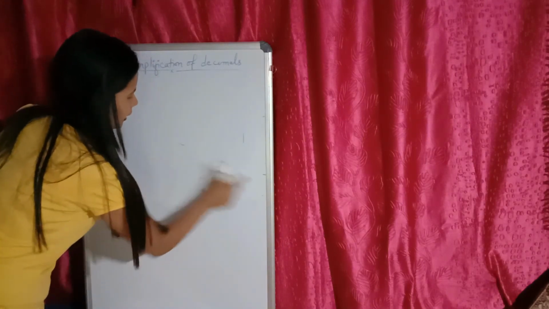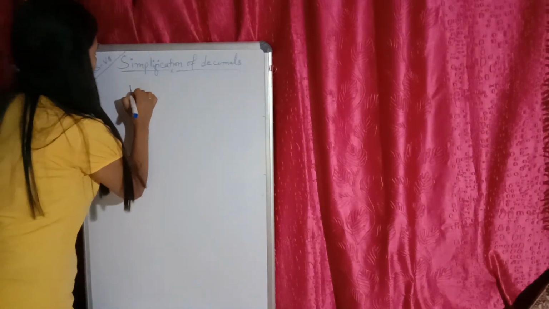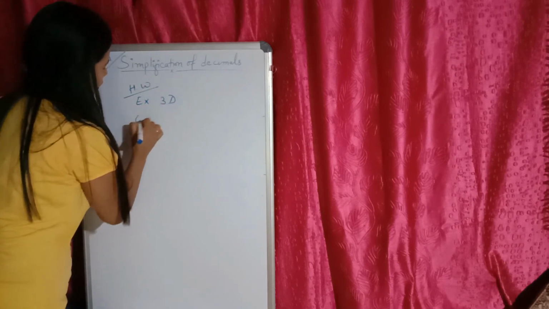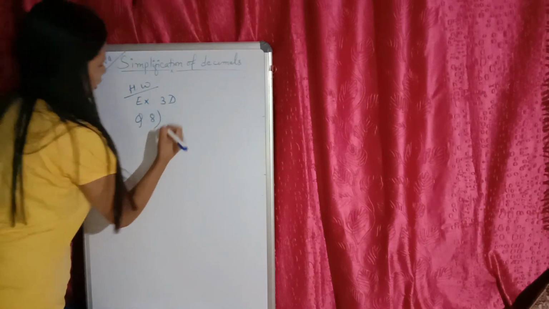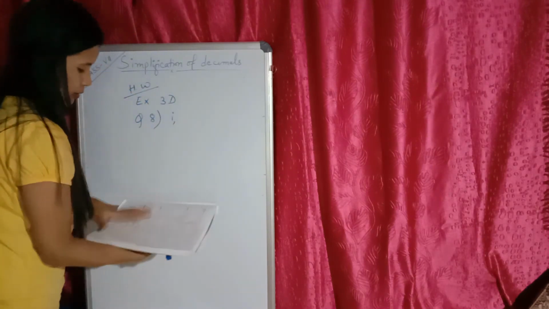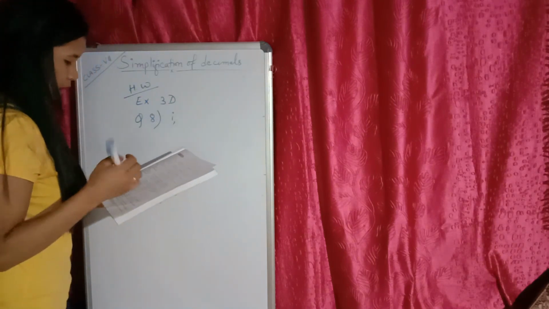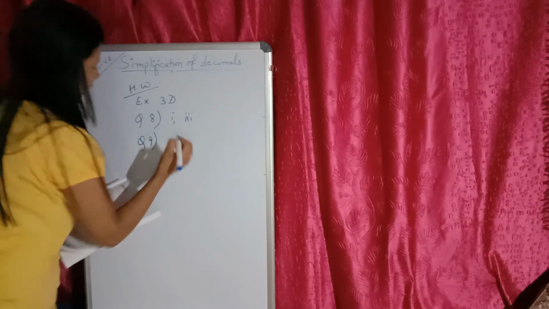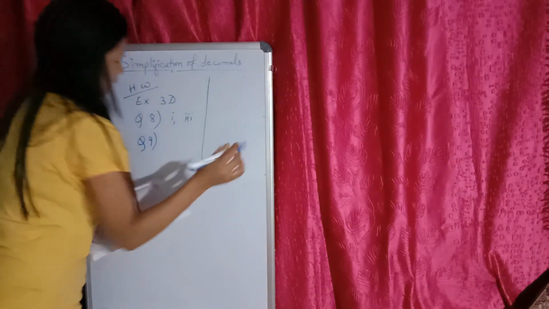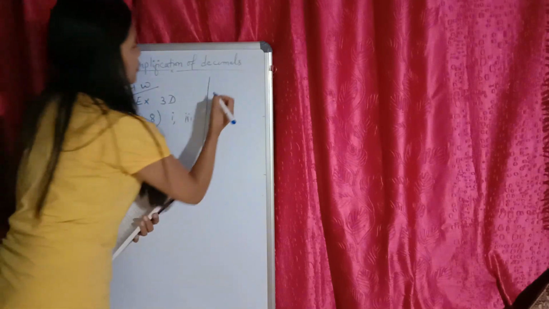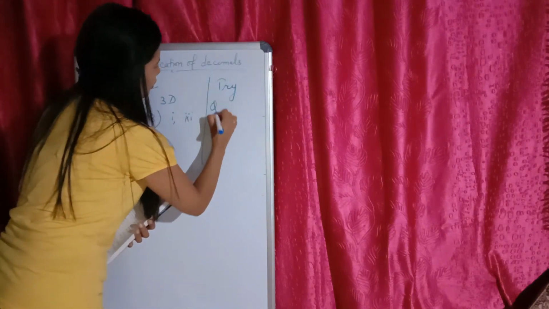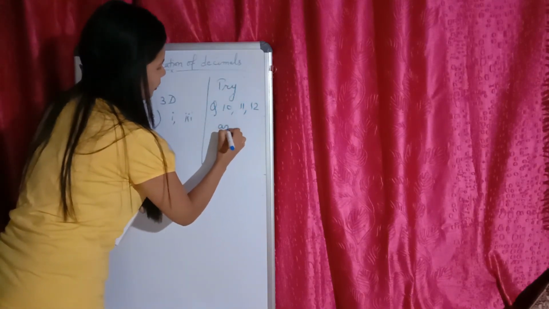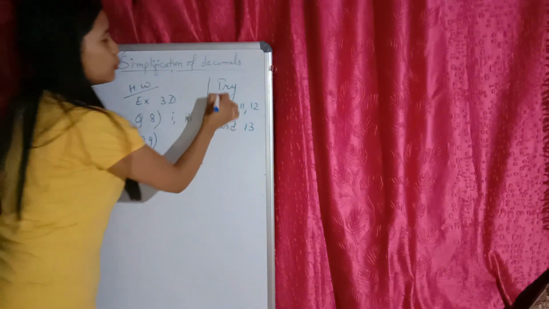Okay, so your homework is exercise 3D question number 8. That is number 1 and chapter 2, 1 and 3, because number 2 I've already done. Question number 9. And I want you all to try question 10, 11, 12, and 13. That is the whole word problem.